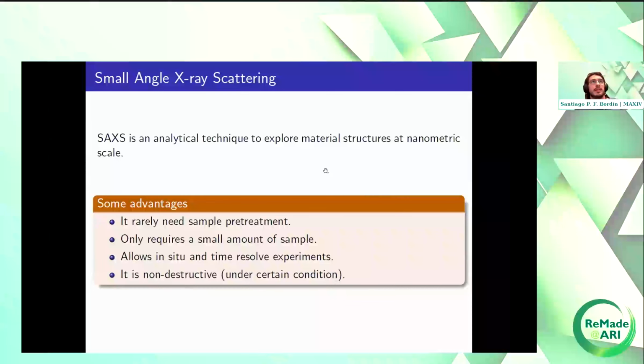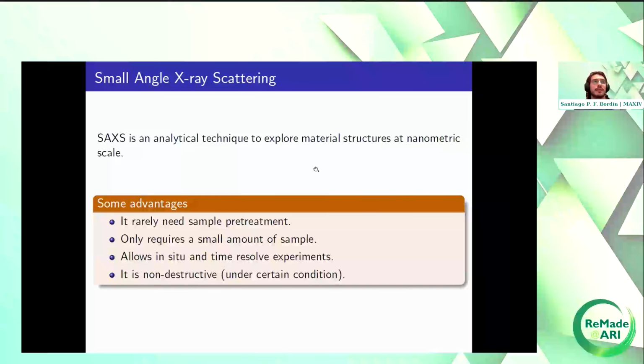So the small angle X-ray scattering is an analytical technique that is used to study material structure at nanometric scale. That means that we can get information about size or size distribution. If we have polydispersed system, then we can analyze, for example, the shape of our sample, interaction between them, correlation distance. It is like a really complete technique.